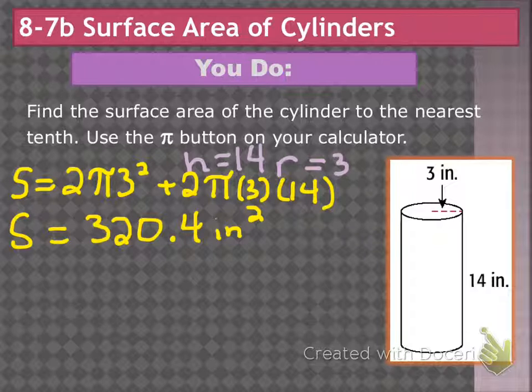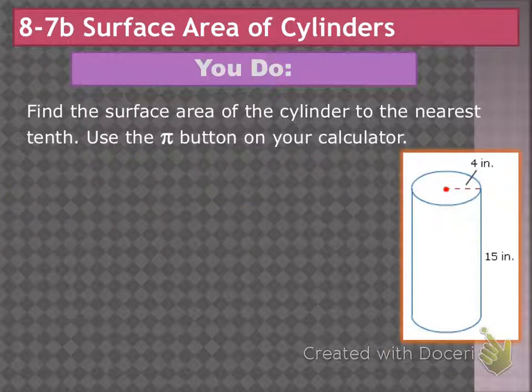So let's look at this last problem you have to do. You've got to find the surface area of the cylinder to the nearest tenth using the pi button on your calculator. When you get done with this one, bring it up to me to have it checked.